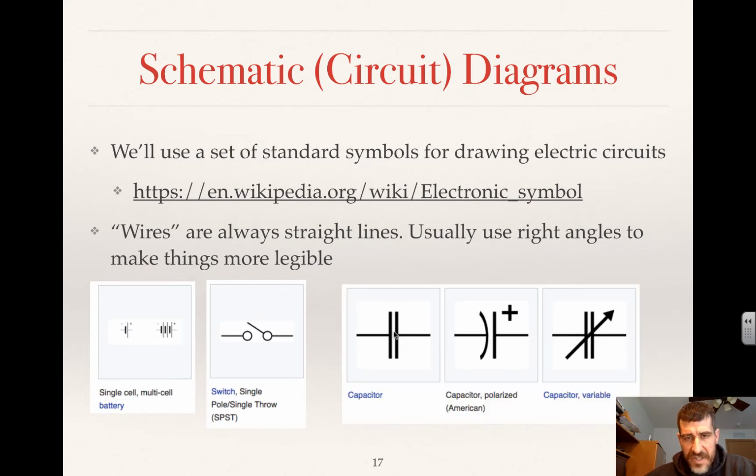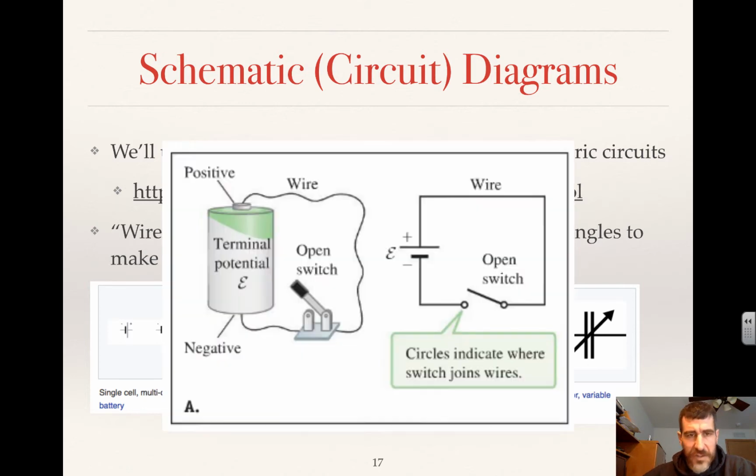And here there's actually several different symbols for a capacitor. So the typical one is you just have two straight parallel lines for a parallel plate capacitor. Some capacitors are actually polarized, so it matters which is the positive and negative terminal. So then you usually have one of the lines is curved, and you can also have variable capacitors.